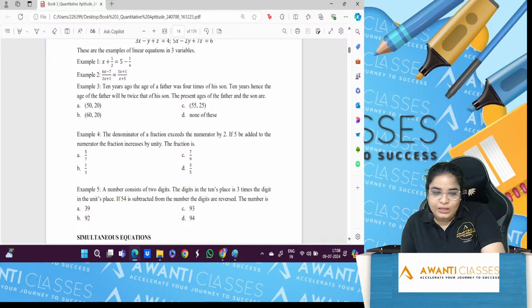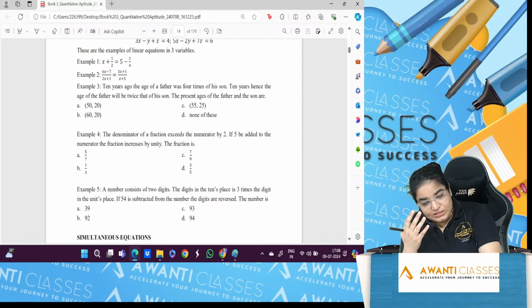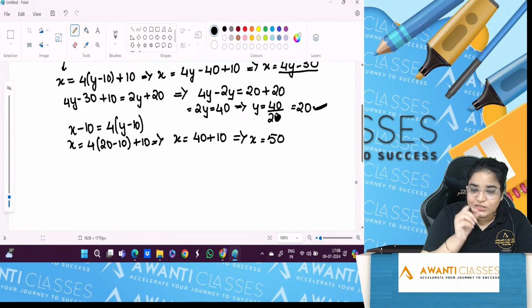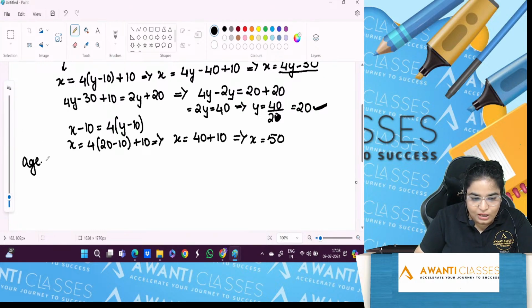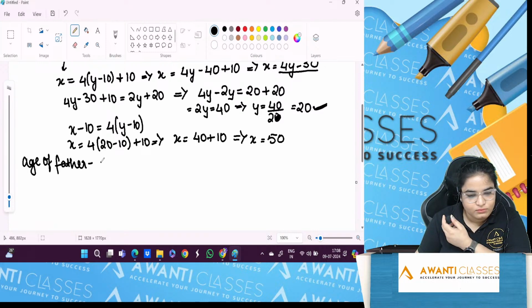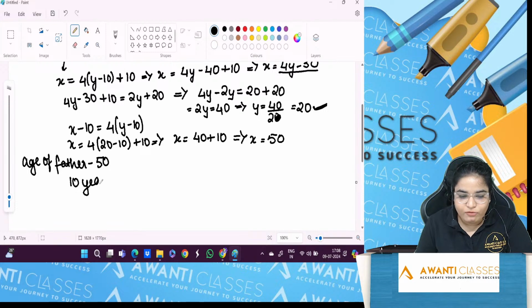10 years ago, the age of the father was 4 times his son's. If the son's current age is 20 and the age of the father is 50, then 10 years ago it would have been what? 40. Similarly, the son now is 20, y is equal to 20. 10 years ago, what would the son have been?